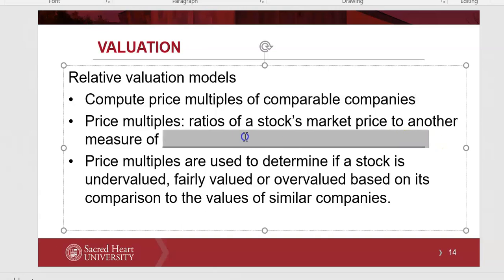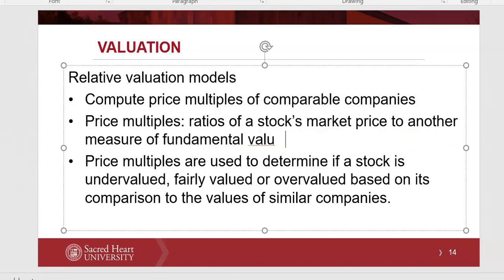So price multiples are ratios of a stock's market price to another measure of fundamental value per share. And what is that other fundamental value? Let's compare market price to stockholders' equity per share, or in other words, book value per share. Let's look at sales per share. Price multiples are often used to determine if a stock is undervalued, fairly valued, or overvalued based on its comparison to those same values of similar companies.